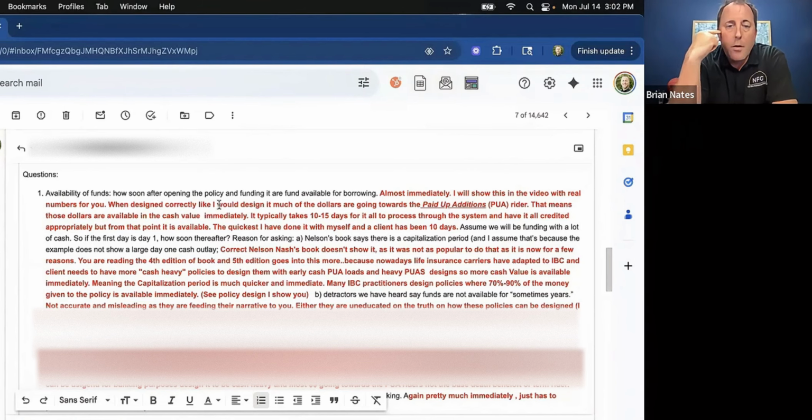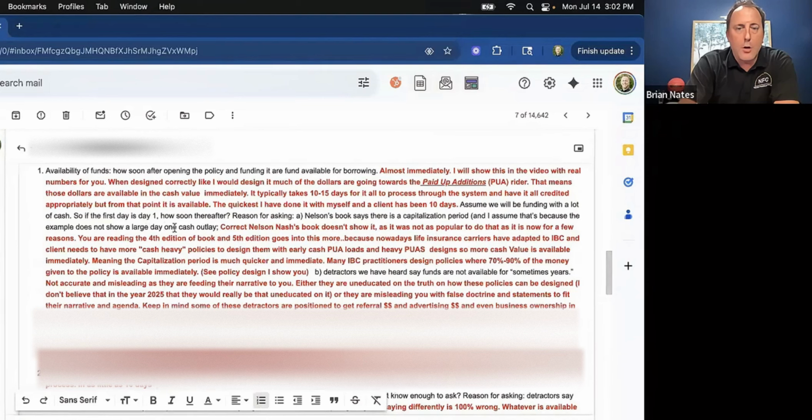Okay. So the next is reason for asking. Nelson's book says there's a capitalization period, and I assume that's because the example does not show a large day one cash outlay. 100% accurate. Now, the Nelson Nash, which is version 4, is a little behind the times, I'll say, right? That's the fourth edition, Becoming Your Own Banker, fourth edition.